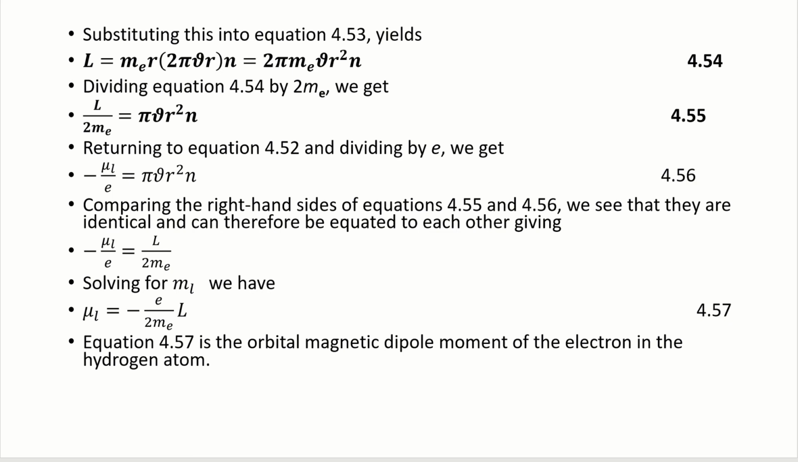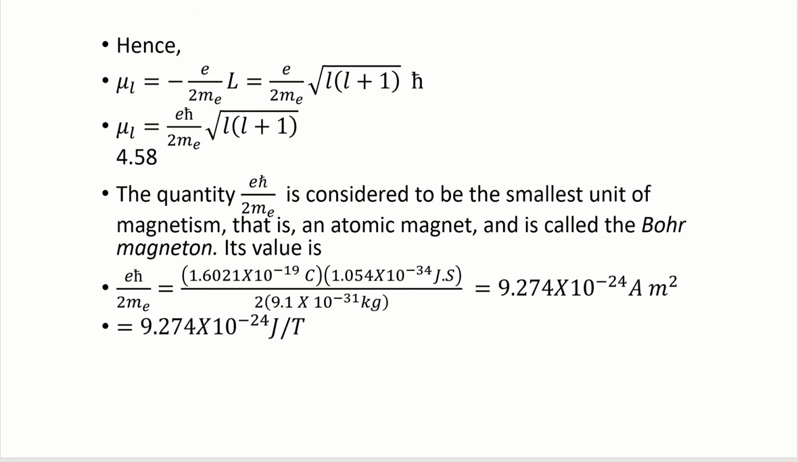Equation 4.57 is the orbital magnetic dipole moment of the electron in the hydrogen atom. Hence, mu sub L is equal to minus e over 2 m sub e multiplied by L, but L is equal to the square root of l multiplied by l plus 1, times h bar. Therefore, we get mu sub L is equal to minus e h bar over 2 m sub e multiplied by the square root of l multiplied by l plus 1.